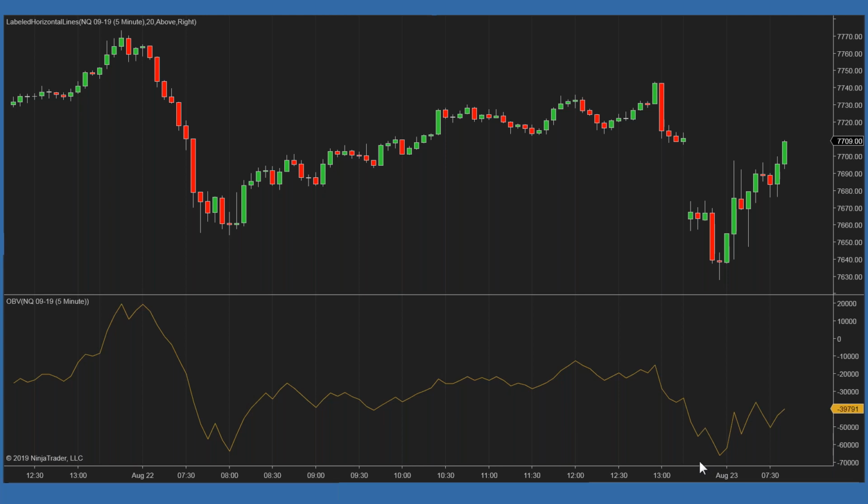So, again, on balance means that it takes all the volume on that session and then will either make it bullish or bearish, depending how the market closed on that particular day or that particular bar.